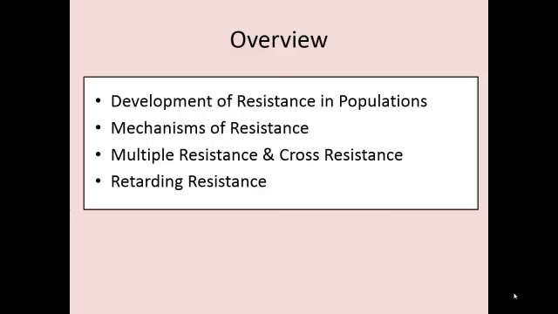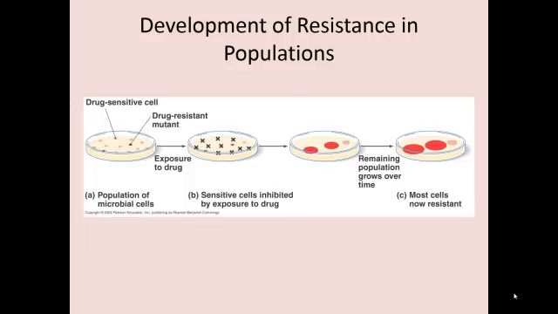So the topics for this topic are development of resistance in populations, mechanisms of resistance, multiple resistance and cross-resistance, and retarding resistance. So let's talk about how we get drug-resistant bacteria.